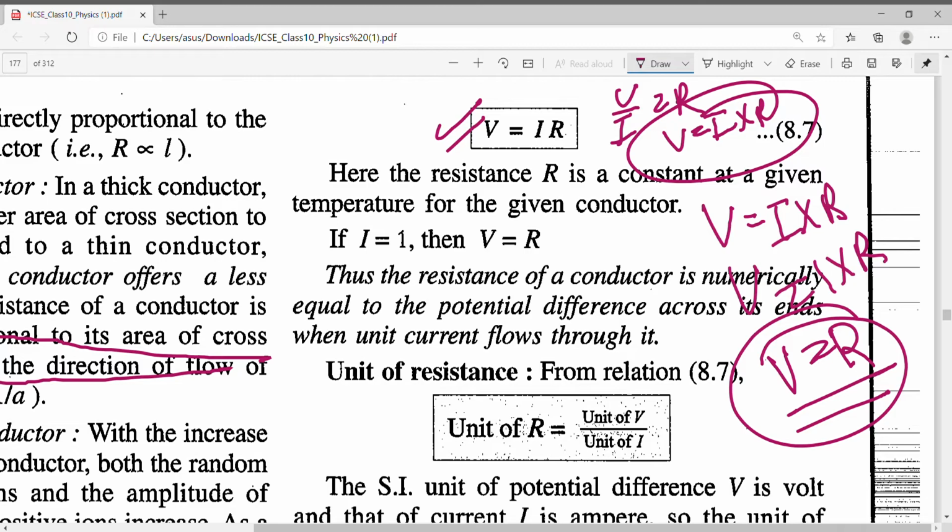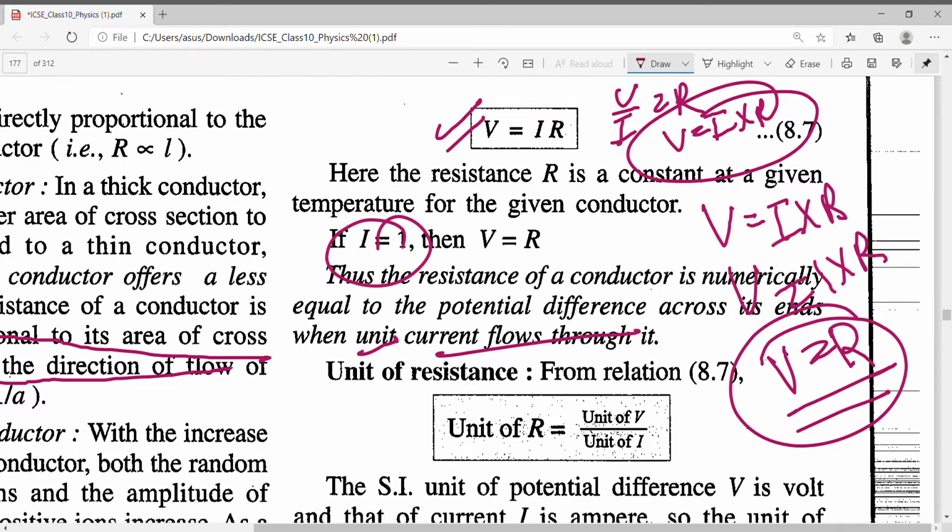Thus, the resistance of a conductor is numerically equal to the potential difference across its ends when unit current flows through it. So the resistance is numerically equal to the potential difference, because V is the potential difference, when the unit current, meaning one ampere, flows through it.